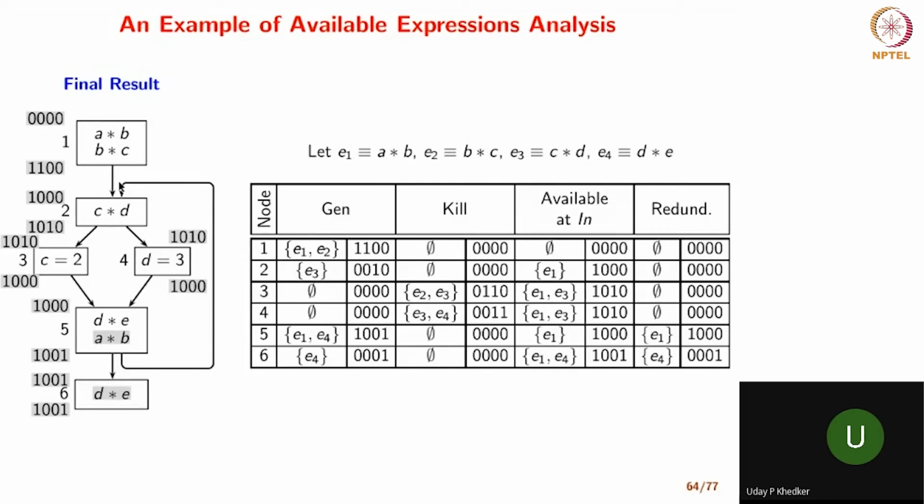Which is wrong as in it's a harmless error. It will be an error, but it will be a harmless error because you would not be able to eliminate A star B, right? But precision requires us to compute the largest set of available expressions. For live variables analysis, we computed the smallest set of live variables, right? So therefore, we start with all ones, or the universal set.